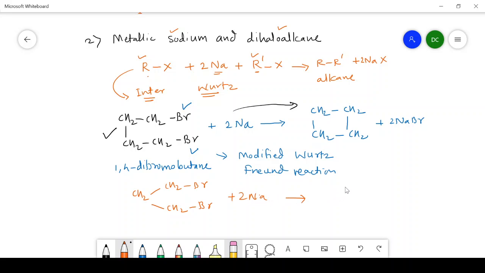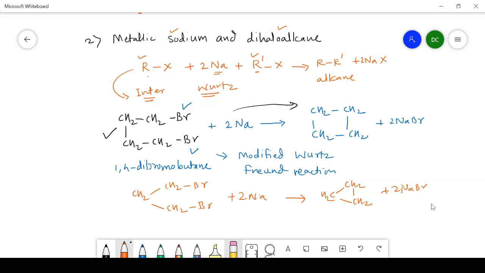then I will get CH2, single bond CH2, CH2, single bond CH2 plus 2 NaBr. So here I get a cyclopropane. If I increase the number of carbons, then I will get a cyclopentane, cyclohexane like this. So different cycloalkanes can be prepared by using this modified Wurtz or Fittig reaction.